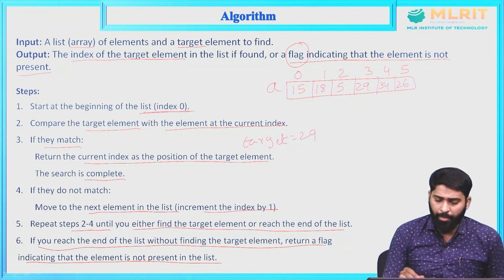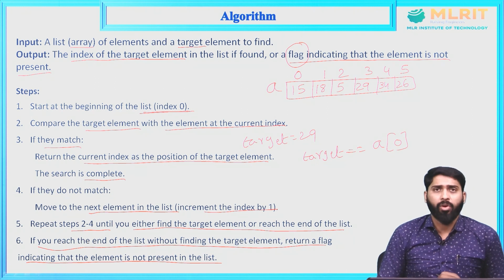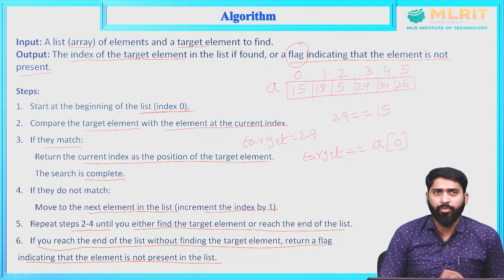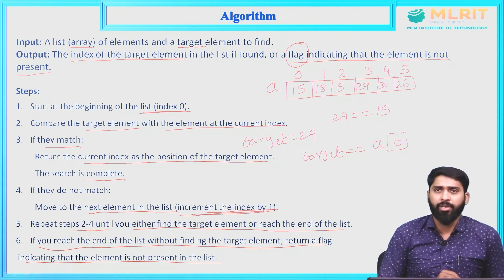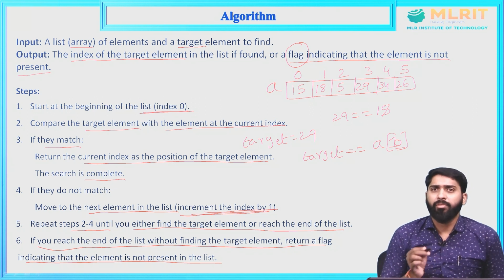Now I compare the target with A[0]. The target is 29; is it equal to A[0], which is 15? No, not found. Then increment the index by 1. The index was 0, now it is incremented by 1, so the index is 1. What is A[1]? 18. In the next iteration we compare the target element with 18.